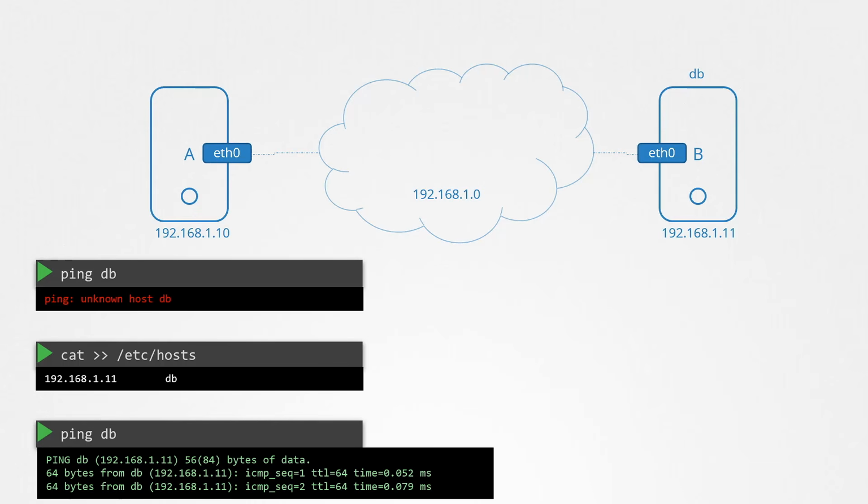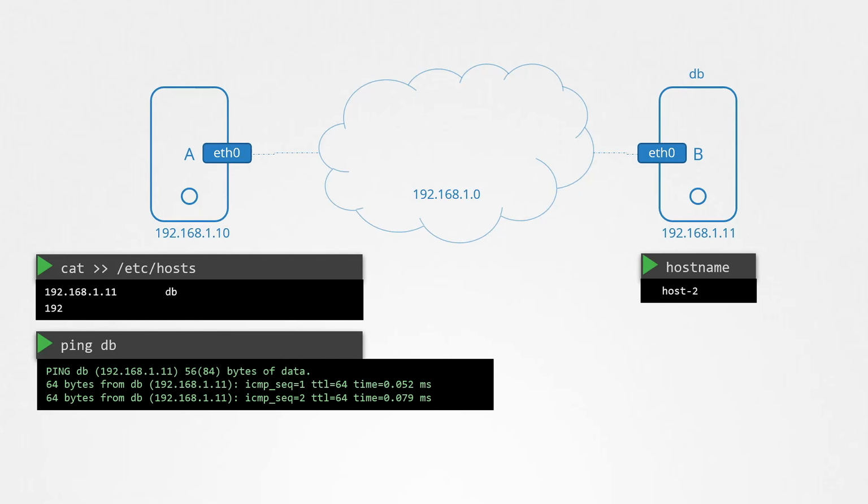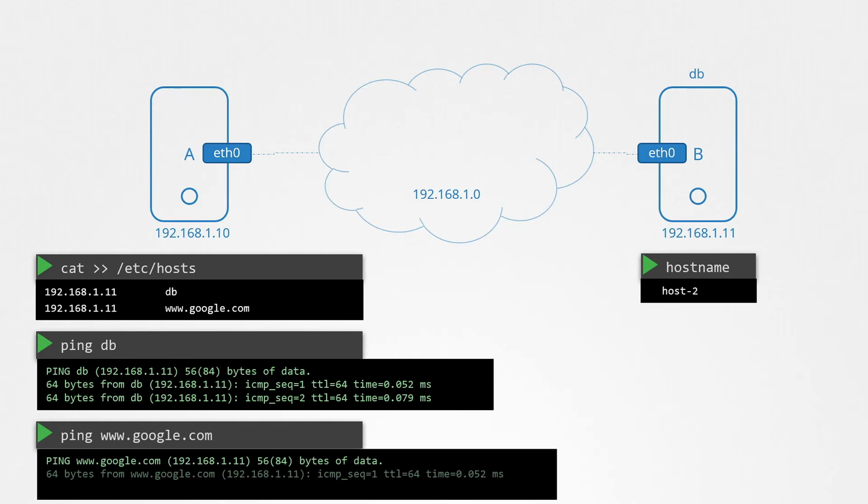For instance, running the hostname command on System B reveals that it is named host2. But host A doesn't care. It goes by what's in the hosts file. You can even fool System A into believing that System B is Google. Just add an entry into the hosts file with an IP mapping to www.google.com. Then ping Google and you will get a response from System B. So we have two names pointing to the same system, one as DB and another as Google. And we can use either name to reach System B.